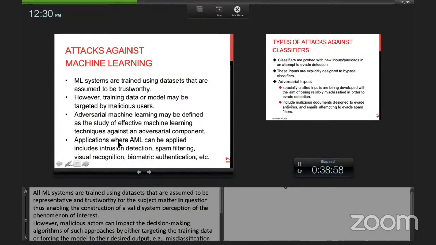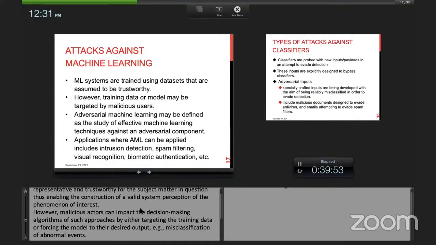So, the attacks against machine learning systems. ML systems, we all know, are trained using data sets. And we always assume that they are representative data. That means they actually represent the system or the application that we want to experiment with. And not only representative data but also trustworthy. That means I know that the data is coming from a good, valid source. So our assumption is based on this trustworthiness and representativeness of the data. That means they are actually representing the actual data that may occur in the system, and they are coming from valid sources, so they are trustworthy data. This is our first assumption.